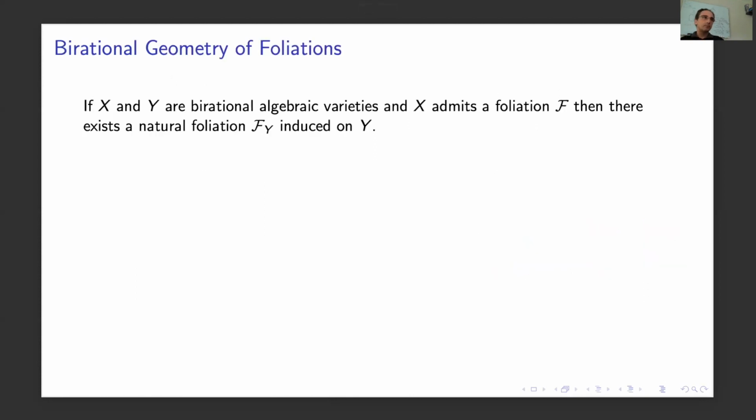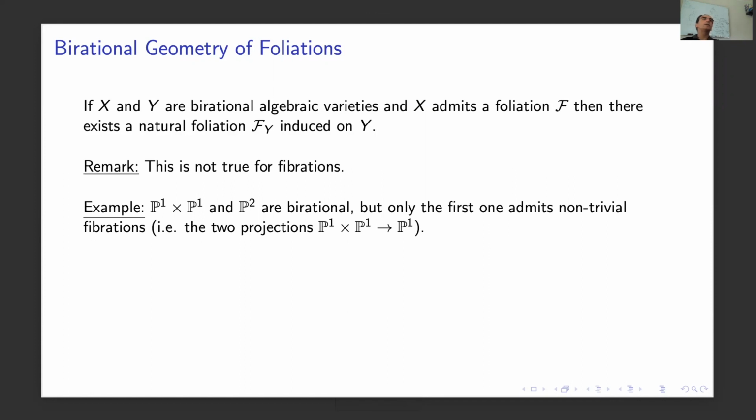Okay, so one property about foliations, which is nothing striking but nevertheless useful, is that if you have two varieties which are birational and one admits a foliation, then the other one will also admit a natural induced foliation. So if F is the foliation on X, denote by F_Y the foliation on Y. Note that this is not true for fibrations. I mean, it's not true that if one variety admits a fibration and another one is birational to it, then the second one also admits a fibration.